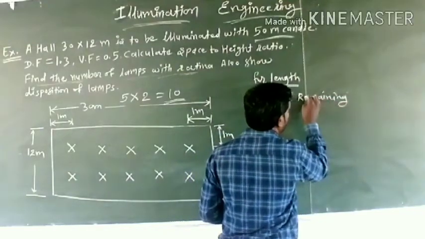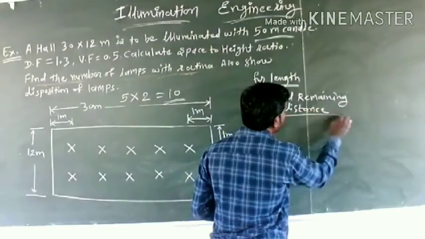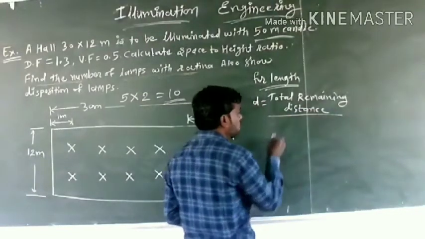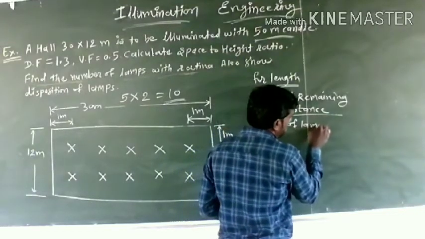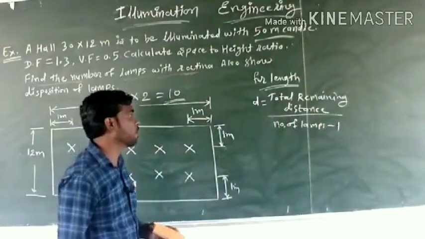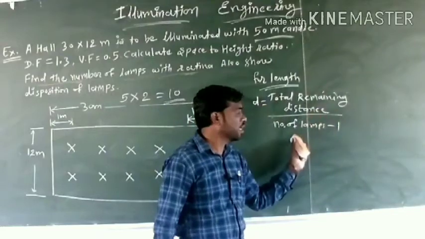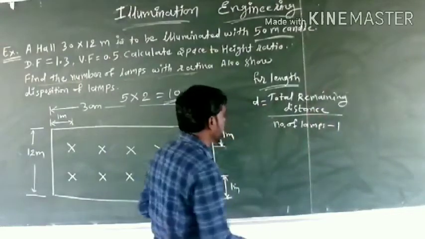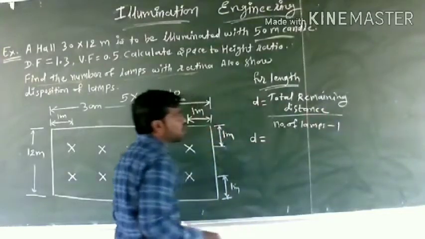Total remaining distance divided by the number of lamps minus 1. You have to consider that d is equal to the total remaining distance divided by the number of lamps minus 1. So in length, d is equal to the total remaining distance.